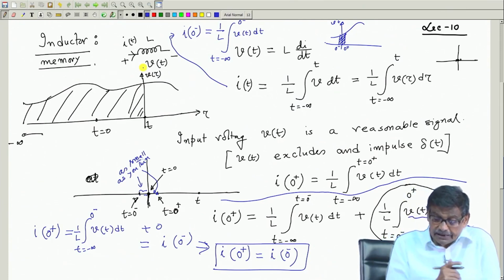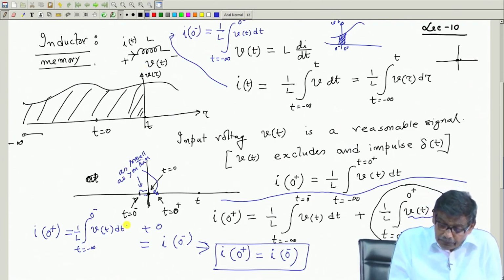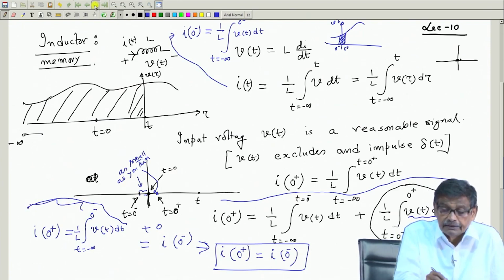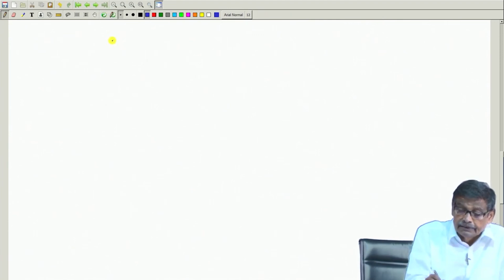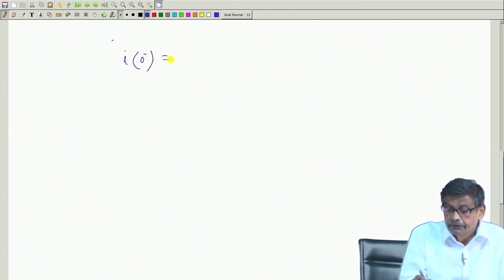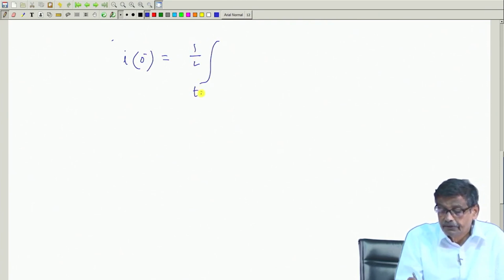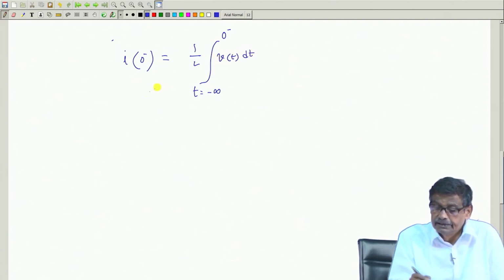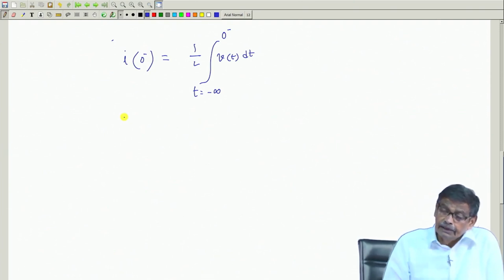And the second point is that previous history. I will write it in a special way: I 0 minus, as we have seen, is equal to 1 by L integral from t equal to minus infinity to 0 minus of V t dt. This is the thing.